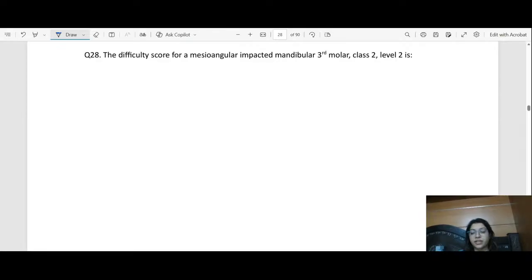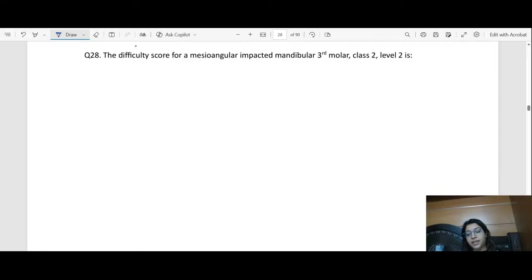Now we will find out the difficulty score. Here the angulation is given, the class 1, class 2, class 3, and level 1, level 2, level 3 information is given. Options are 5, 7, 10, or 6. So let's see how this information was given to find the difficulty index. We'll see.